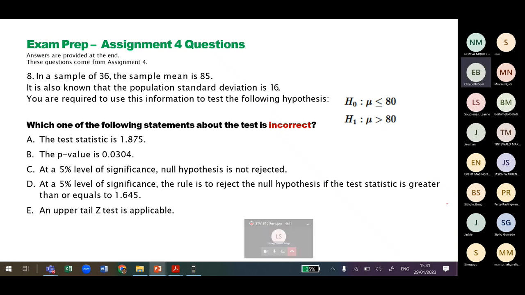Okay, so let's answer the questions. In a sample of 36, the sample mean is 85. It is also known that the population standard deviation is 16. You are required to use this information to test the hypothesis, where they gave you that the null hypothesis states that the mean.